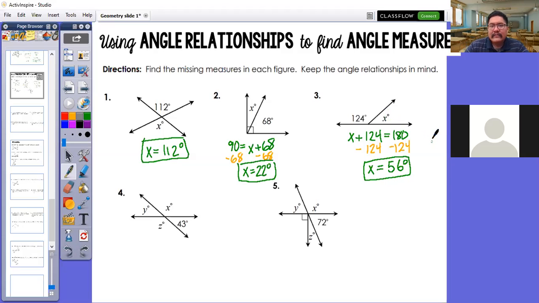All right. So it looks like these top three were kind of the easy ones. Let's move on to the next ones here. Find the missing measures in each figure. So it doesn't say find X, because if it said just find X, we could probably get this one. But it looks like we're going to have to find all of them. So let's go ahead and do this.